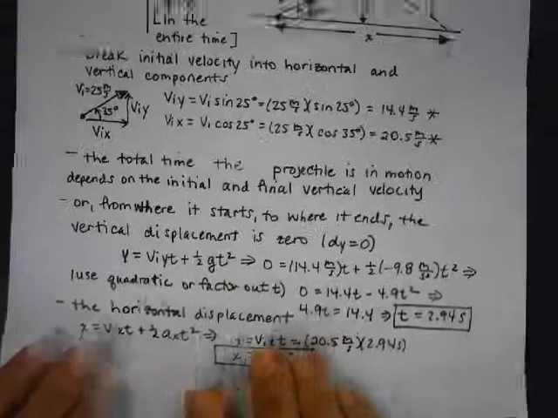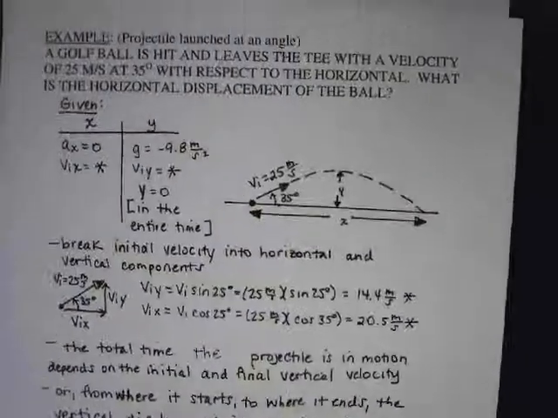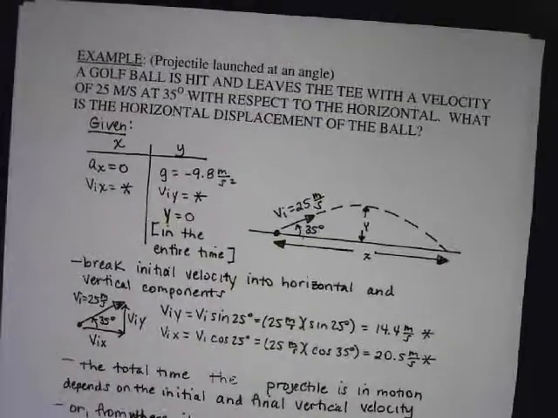All right, what I'm going to do today is go step by step with the example problem that's in your notes that looks like this. It says a golf ball is hit and leaves the tee with a velocity of 25 meters per second at 35 degrees with respect to the horizontal. What is the horizontal displacement of it?